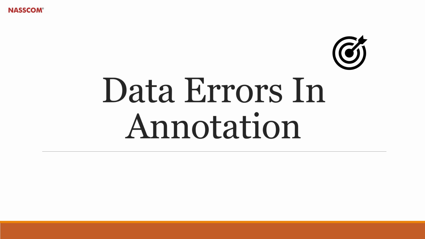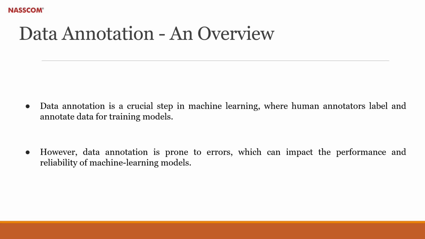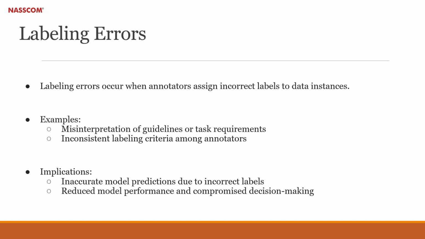Data errors in annotation. What is data annotation? Data annotation is a crucial step in machine learning where human annotators label and annotate data for training models. Data annotation is prone to errors which can impact the performance and reliability of the machine learning models.